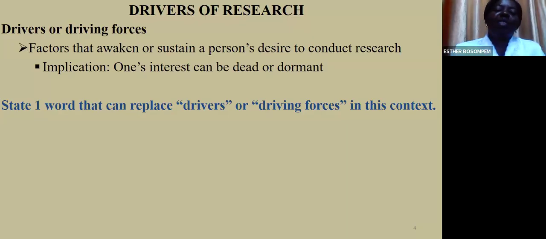So let's review the answer we have on the screen. Motivation. Okay. So it's just a synonym. It's a synonym of many of the words that you provided. And once again, I'm very, very grateful. Motivation. So what we are focusing on is motivation. What will motivate us to conduct research? Please, let's go.